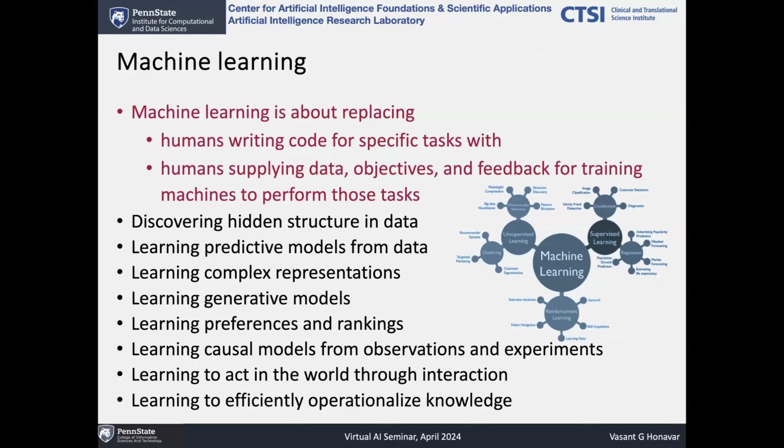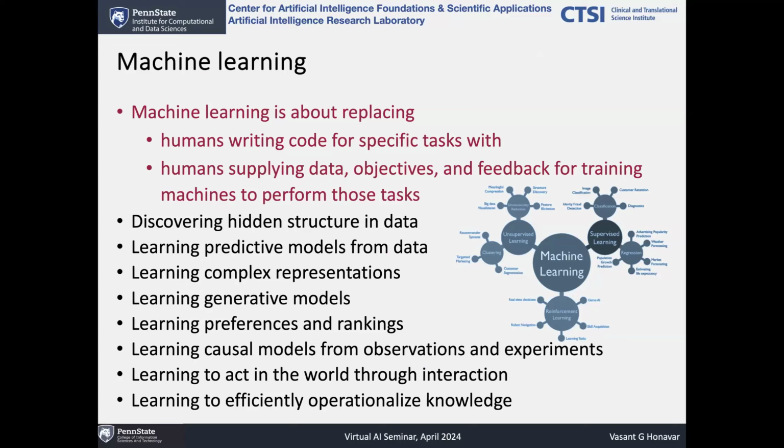Okay, so machine learning primarily is about replacing humans writing code for specific tasks with humans supplying data, objectives, and feedback for training machines to perform those tasks. Right? So machine learning can be used to discover hidden structure in the data. It can be used to learn predictive models from data. So for example, you might want to look at an individual's clinical record and use that to predict the risk of heart disease. You can learn generative models like the large language models, which can be used to produce natural language responses to human queries.